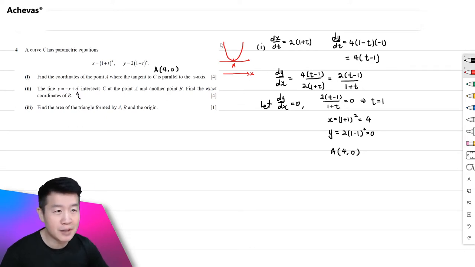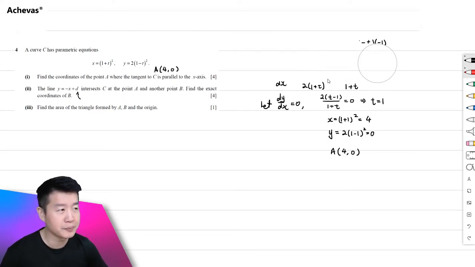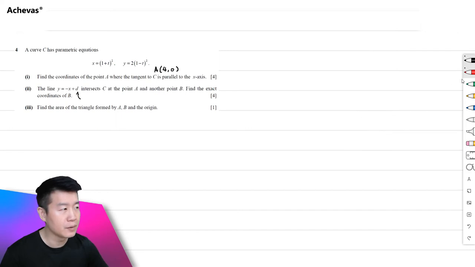So to do that, let me do a bit of imagination, okay? So this is a line that passes through A. Okay, maybe let me just draw it again. So now we know that the curve passes through the x-axis at the point A, which has a coordinate of (4, 0). And this line that the question just mentioned is a line that is going to pass through point A. So it's going to be passing through this, which means that it's going to be cutting at B.